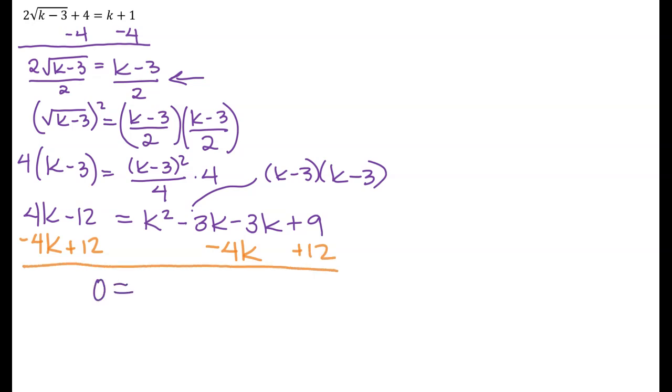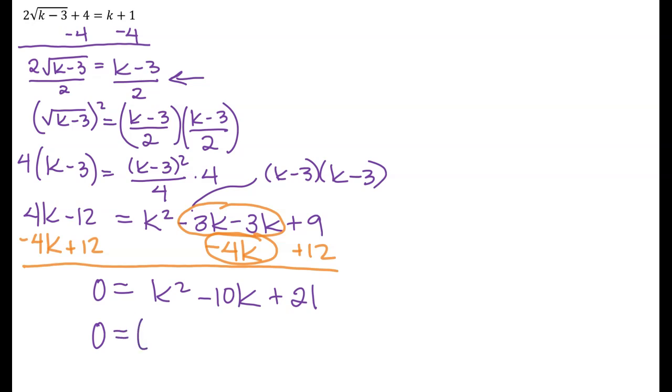So I have 0 on the left. I have a k squared. There's a bunch of these. I have negative 3k minus 3k, so that's negative 6k. Minus 4k, that will be negative 10k. And then 9 plus 12 is 21.